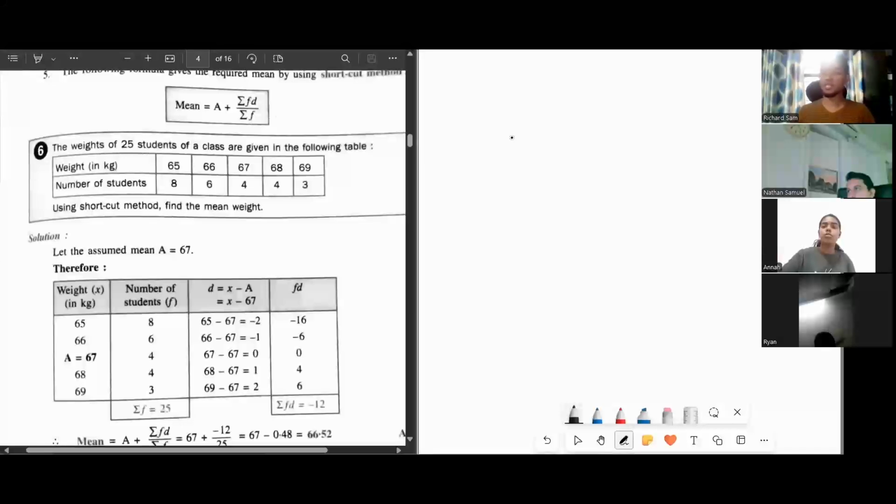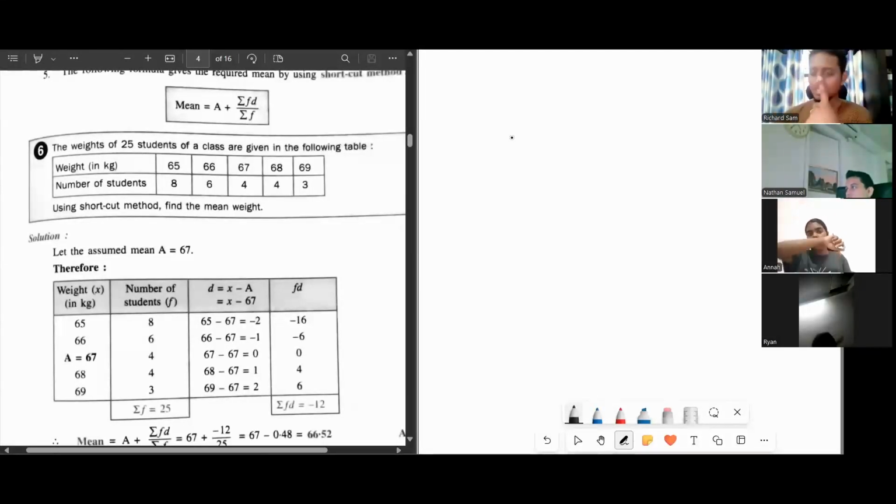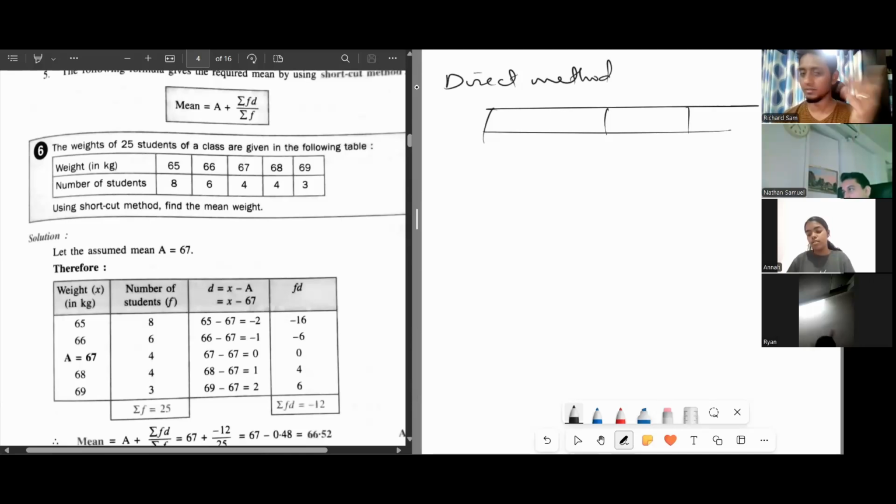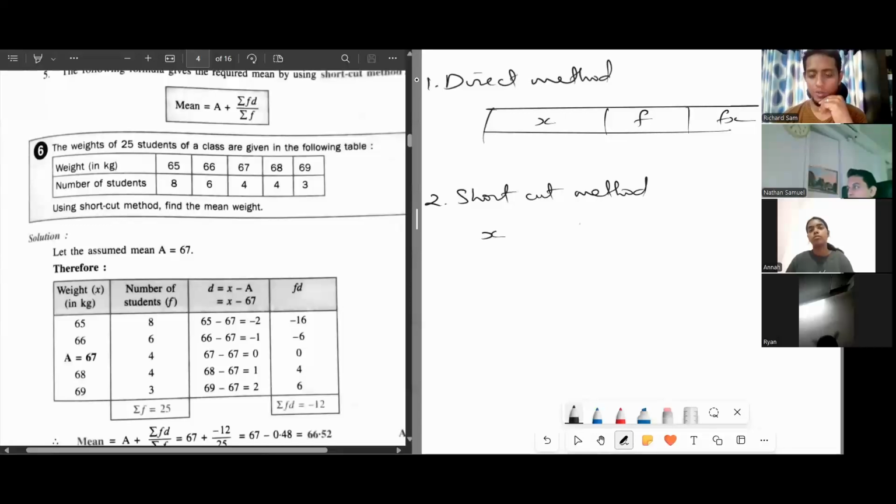Okay, listen very carefully, everyone. There are 3 methods. We finished the first method, which is direct method. Is everyone clear with the direct method? In the direct method, what are your columns? In direct method, there are 3 columns. Okay, what's the first column? X. The second column is f, frequency, and the third column is fx. Okay. Now the second method is called the shortcut method. In the shortcut method, you have x, you have f.